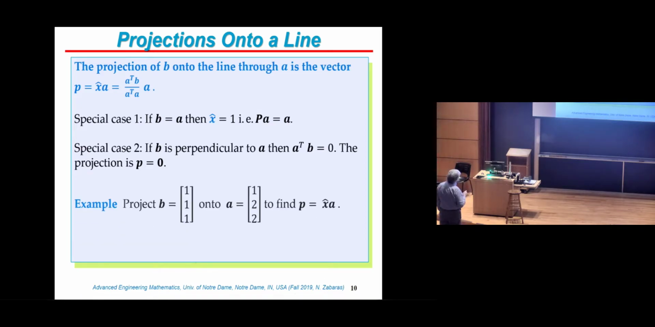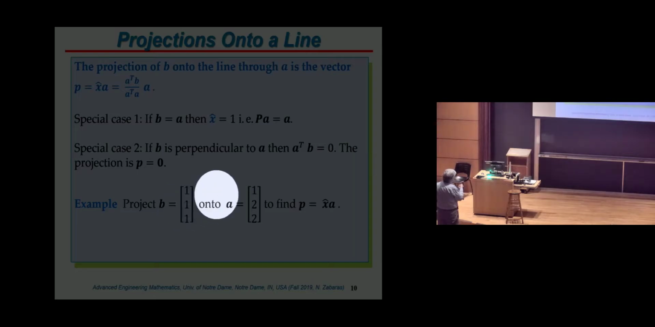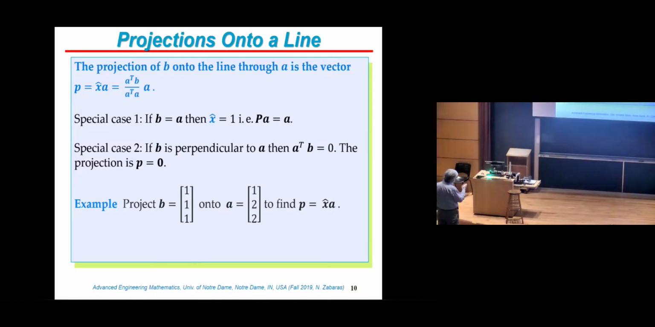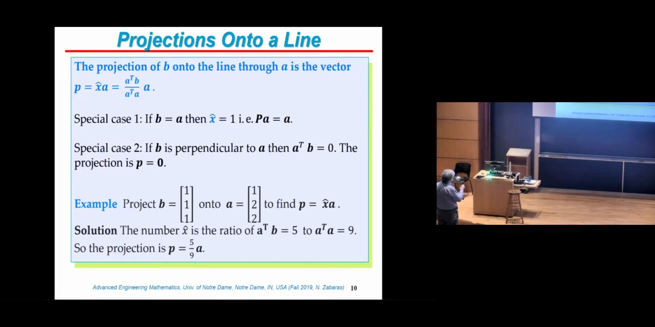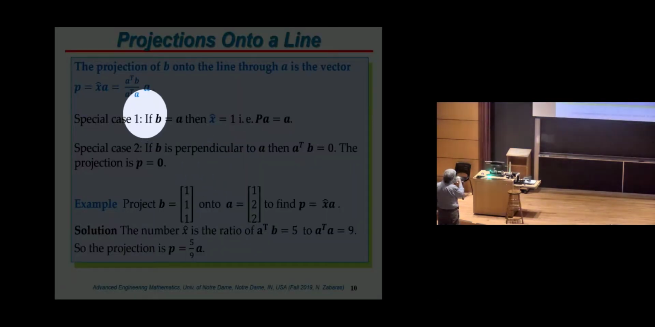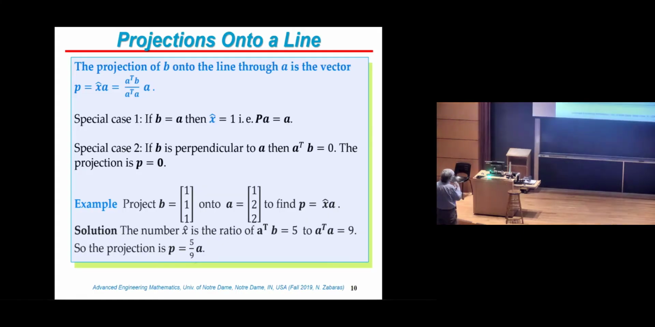Okay, so let's do it. Before I give you the projection matrix, let me give you an example. If you have a vector B in R cube, and you want to project it on this vector A, you need to compute this scalar x. So if you plug things into the formula, A transpose B is equal to 5, A transpose A is equal to 9, and this ratio is 5 over 9. So the projection point is 5 over 9 times A.